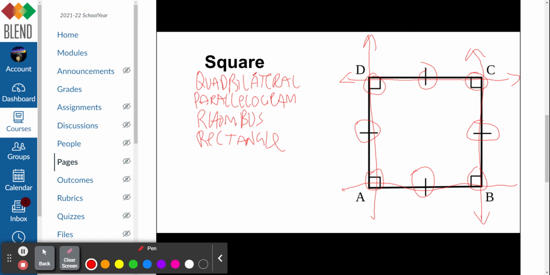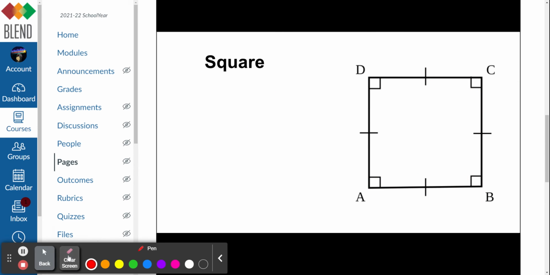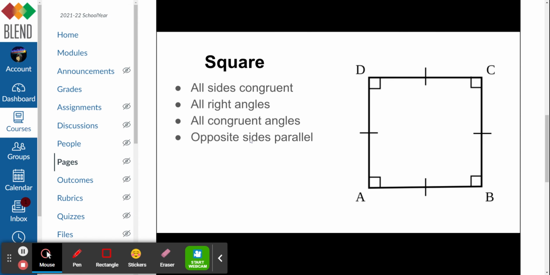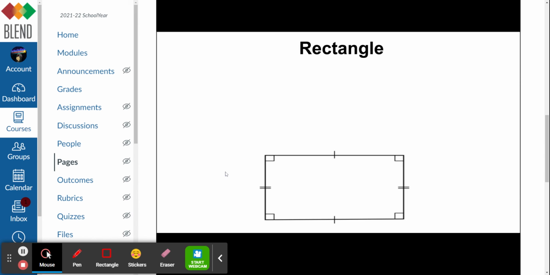This is not only a square, but it's also a quadrilateral, also a parallelogram, also a rhombus, and also a rectangle. Pretty complicated for a square, huh? Don't say squares are lame because they are complicated. So all sides are congruent, has all right angles, all congruent angles, so all of them are the same. Should also say opposite sides are parallel, like we said with those bad lines I drew earlier. So all of those things make up the square.